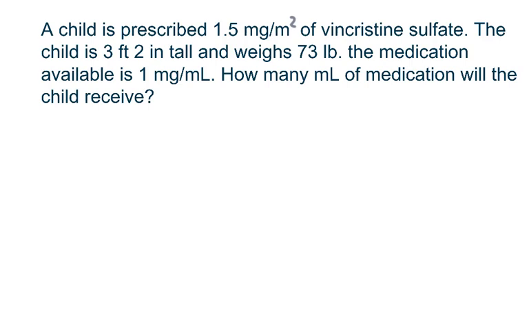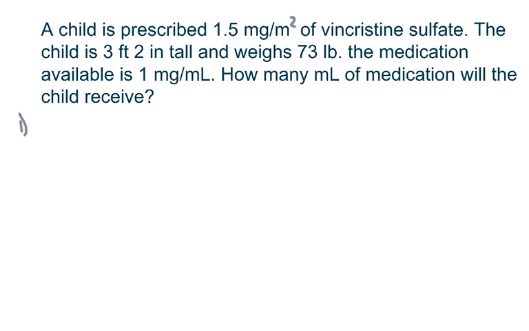A child is prescribed 1.5 milligrams per meter squared of that medicine. The child is 3 feet 2 inches tall and weighs 73 pounds. The medication available is 1 milligram per milliliter. How many milliliters of medicine will the child receive? The first step is to calculate the BSA.